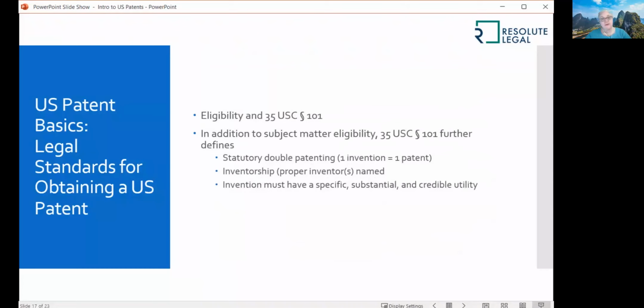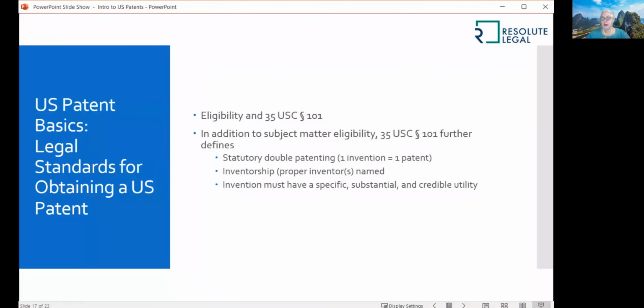So, this statute, 35 U.S.C. Section 101, also requires one invention gets one patent. So it allows for the basis of double patenting rejections. You cannot claim the same invention twice. And that's identical scope, the same invention. You have to vary the scope, therefore change the claims to do that. This statute requires that the proper inventors be named. So it sets forth the requirement that the patent be granted in the name of the inventor. That does not mean that the patent cannot be owned by someone else.